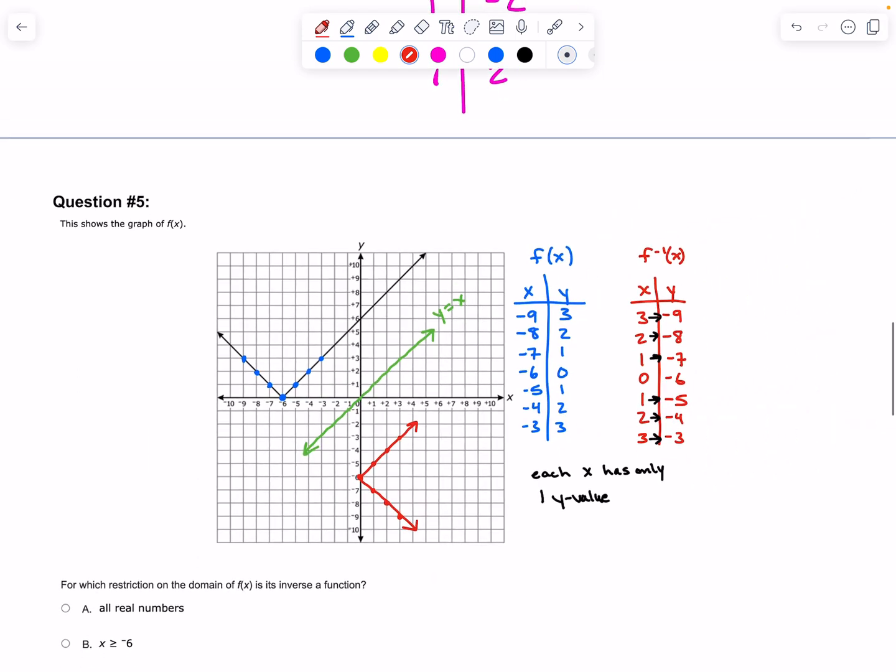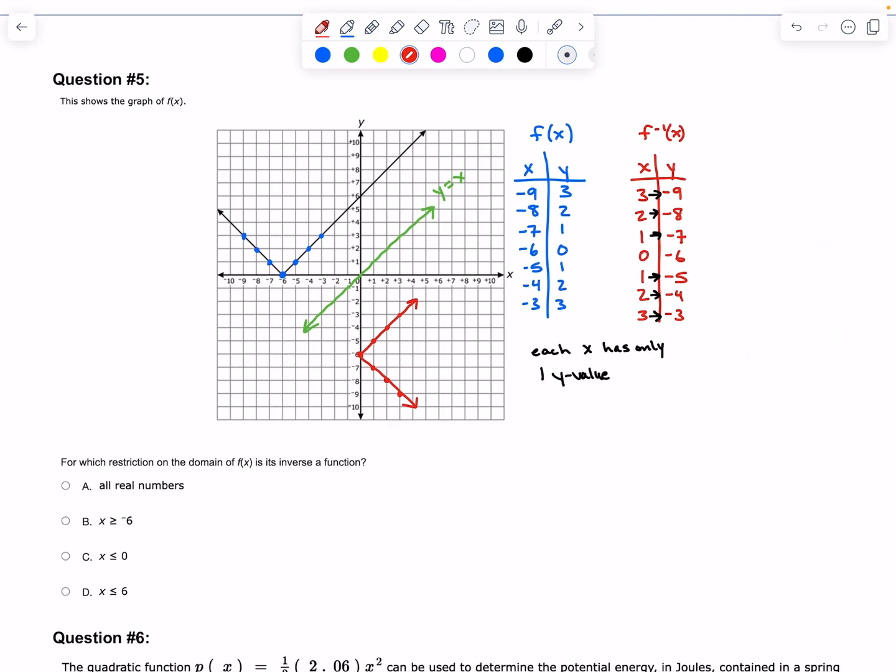So they're asking you for which restriction on the domain of f of x, our original function, is its inverse a function. So everything would be fine if we only had half of it. Like if we had this half, or if we had this half, or like in our table of values, only this half of the table would be fine, and only the bottom half would also be fine, but all of it together does not create a function. We've got to restrict it, in other words. And so the turning point of where this is a function or not a function is that vertex value of negative 6. That's where it has to be restricted.